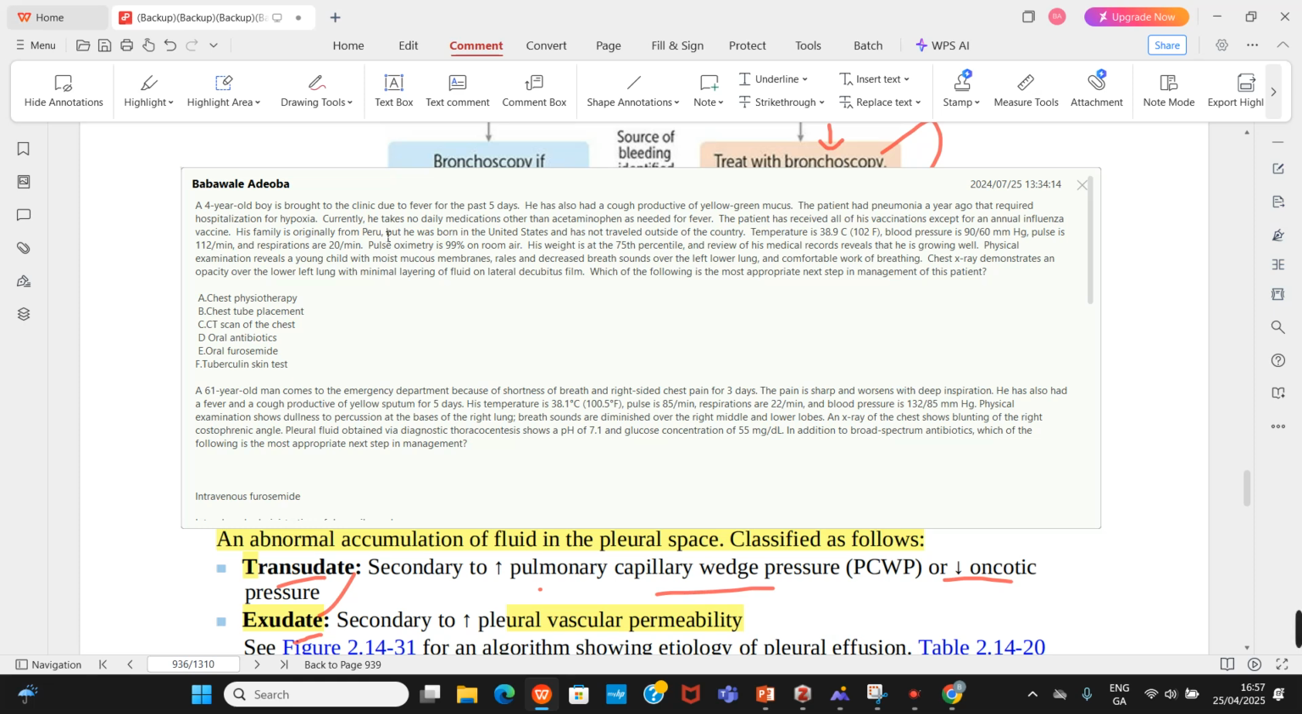Ideally, the best next step is to do thoracentesis and pleural fluid analysis, but we don't have that here. So the best thing is to give antibiotics, because we are sure this is an infection. He has a productive cough, he has fever, and he has a pleural effusion. The surest thing he must get is antibiotics. That one is constant to all three. Later we decide whether to put in a chest tube or not, depending on the severity and whether it's complicated or not.